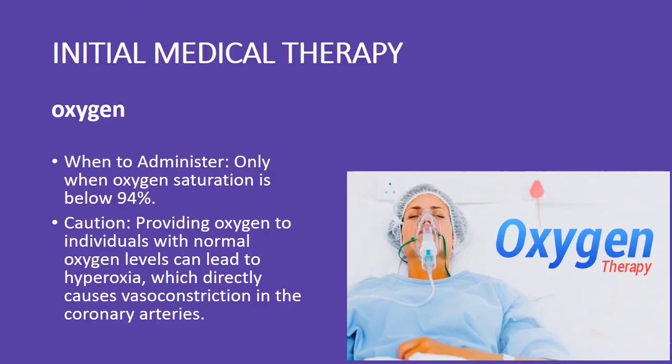What are the steps in initial medical therapy? When you get a patient with chest pain, we normally put him on oxygen. Is it correct? The new recommendation is to give oxygen when the saturation is less than 94%. Because if you provide oxygen to an individual with normal oxygen levels, it can lead to hyperoxia. Hyperoxia can directly cause vasoconstriction in coronary arteries. So always put him on oxygen if the saturation is less than 94%.